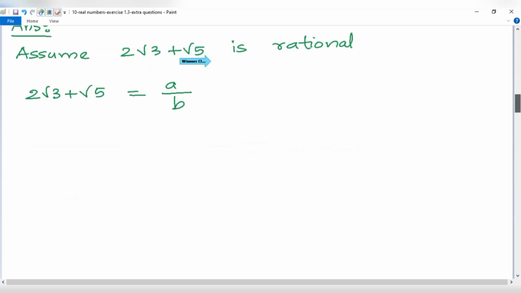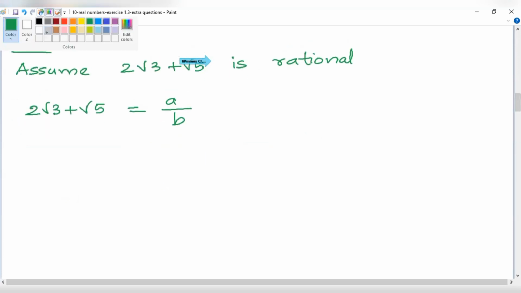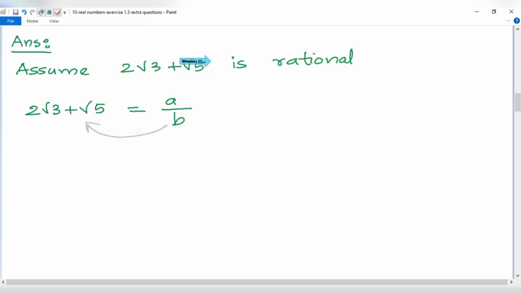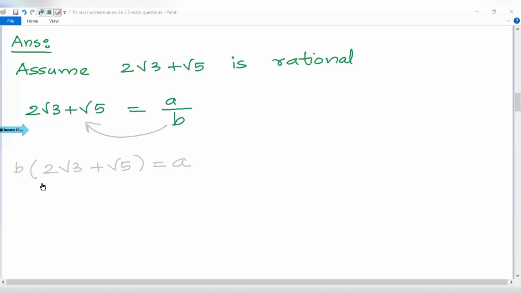Now, in the next step, we will take that b to the other side. This b is now in the denominator, so division is done with this b. When we take it to the other side, it will become multiplication. b into 2 root 3 plus root 5 is equal to a. Now, as in the previous question, we will square both sides. Here what we get is b square into (2 root 3 plus root 5) the whole square is equal to a square. We have squared both sides.